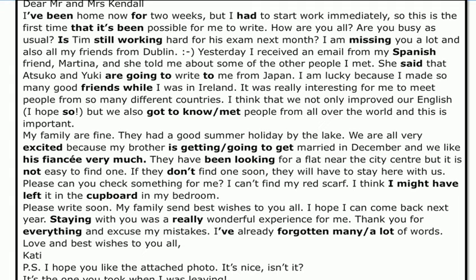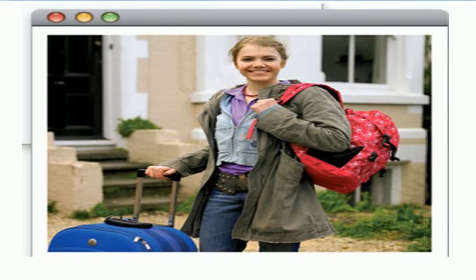Thank you for everything and excuse me my mistakes. I have already forgotten many or a lot of words. Love and best wishes to all of you. Katy. So, the mistakes that were made in the first text have been corrected in the last slide here. The highlighted words are the grammatically correct versions of the text that we read earlier. That is the end of our section correcting the grammatical mistakes.